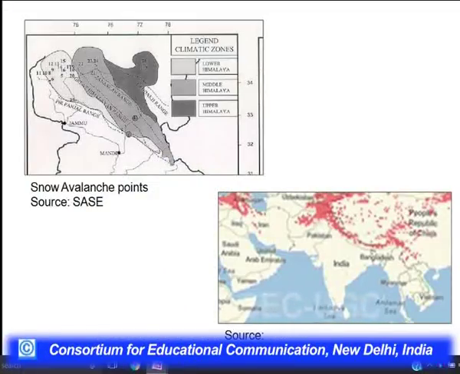Now here I would like to take two maps. One is of snow avalanche points prepared by SASE, particularly in the climatic zones. They have divided it into lower, middle and upper Himalaya, and some of the important sites are already mentioned. Particularly, I would like to mention that the middle and lower Himalaya is very important because people are living very close to that area. Now you can see the natural hazard signs, another map, showing the more important occurrence zones in the Himalayan region.